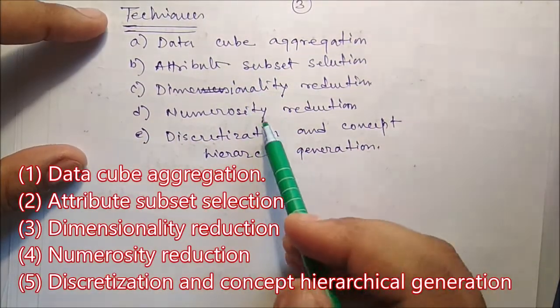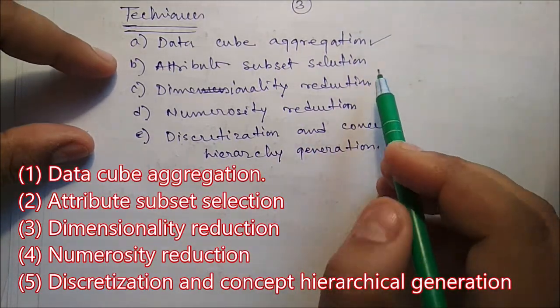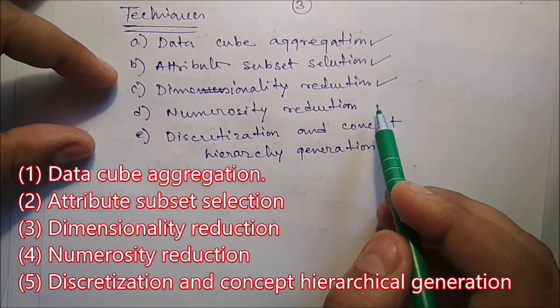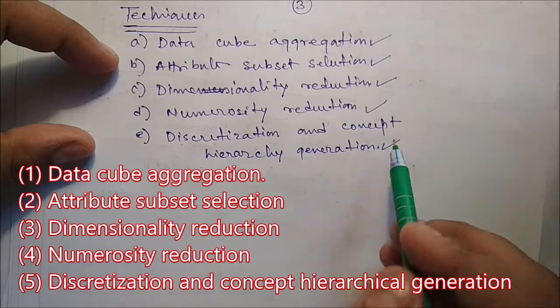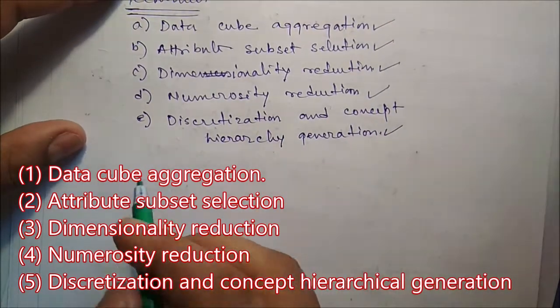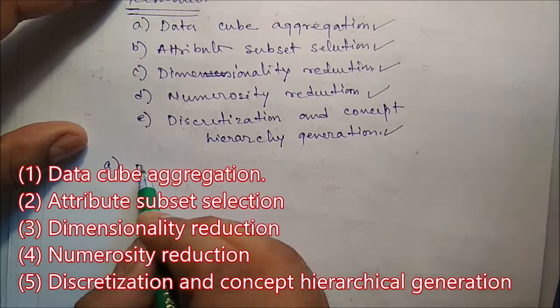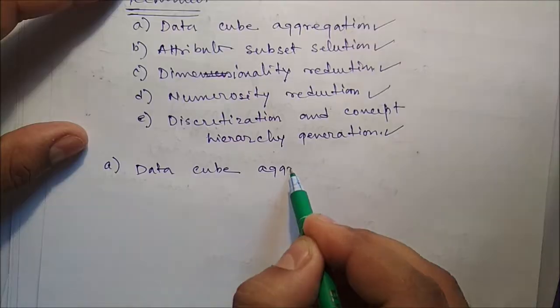Now, a few techniques are there through which we can implement data reduction. The first one is what? Data cube aggregation, attribute subset selection, dimensionality reduction, numerosity reduction, and discretization and concept hierarchy. We will see them one by one in brief. The first one is data cube aggregation.